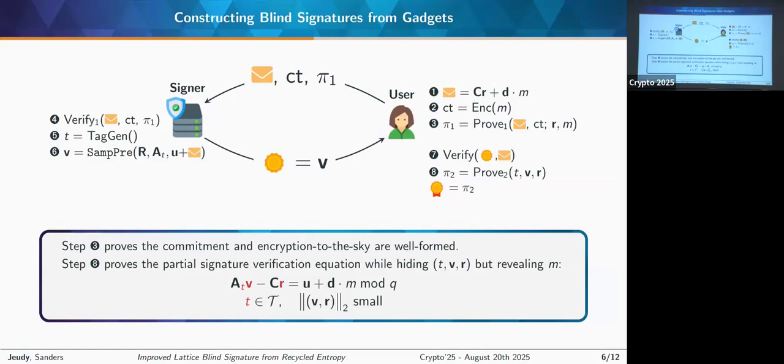But so far, nothing is actually super new. This framework has already been used in the state of the art, albeit with a few changes, like the use of Falcon instead of gadget trapdoors, for example. So we will now see how we can leverage gadget trapdoors and other ideas like our entropy recycling technique to optimize this approach further.